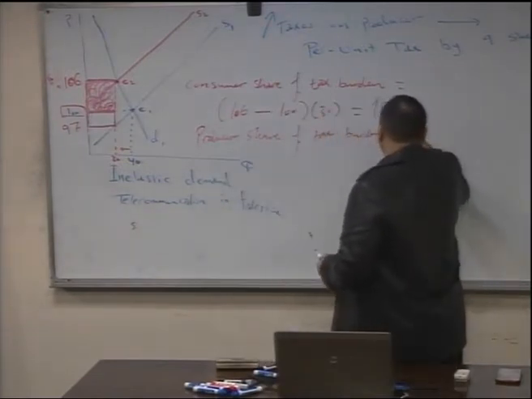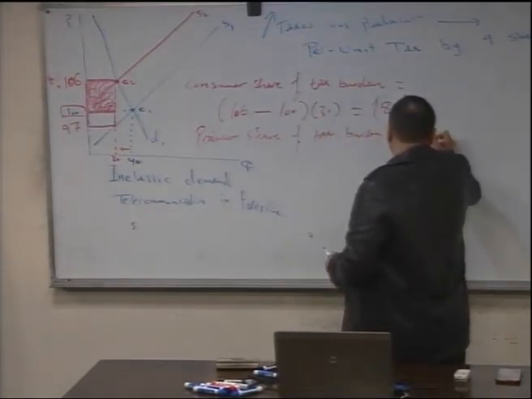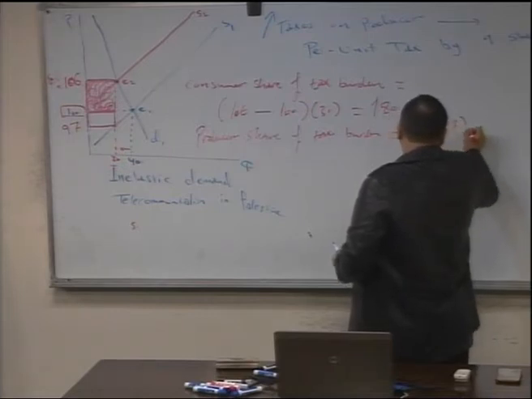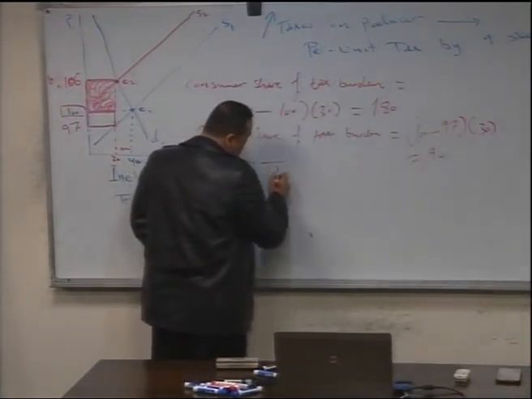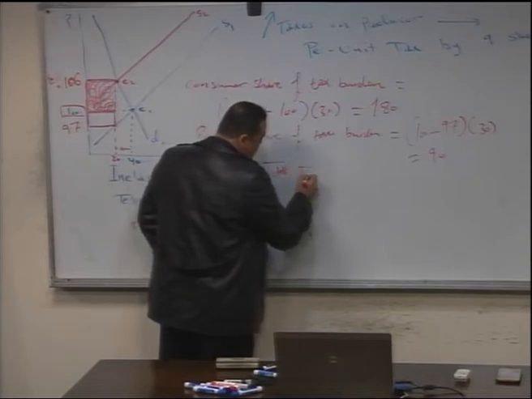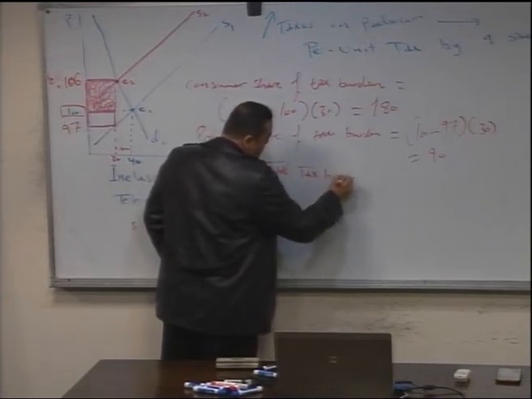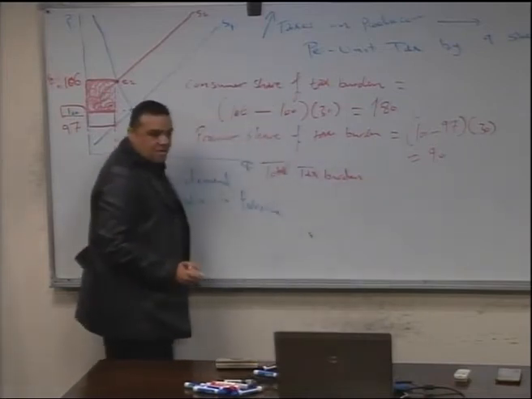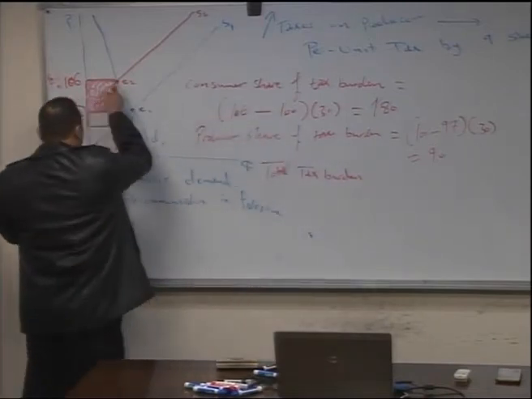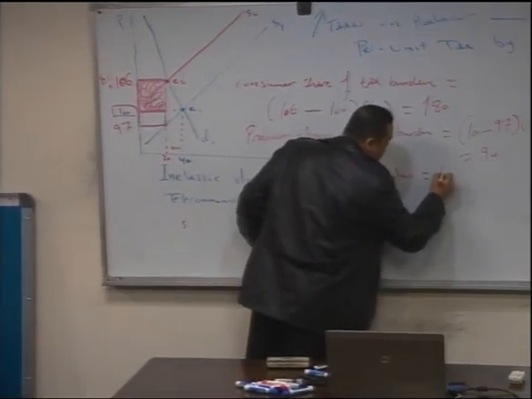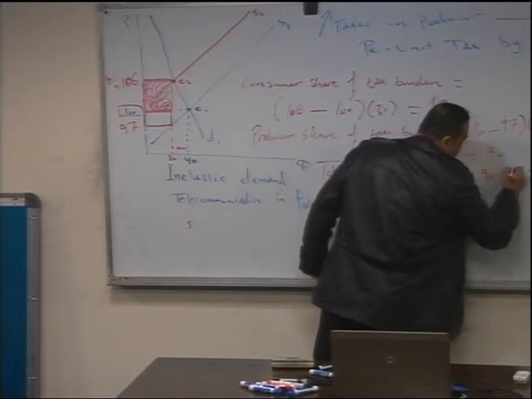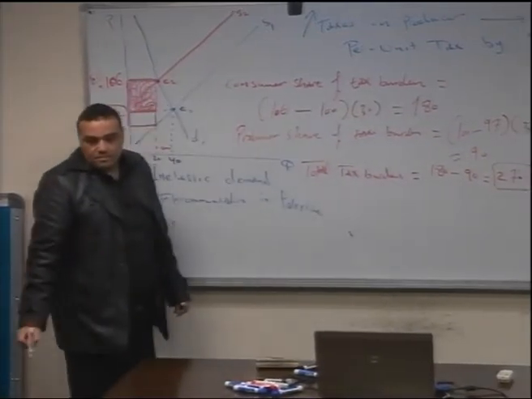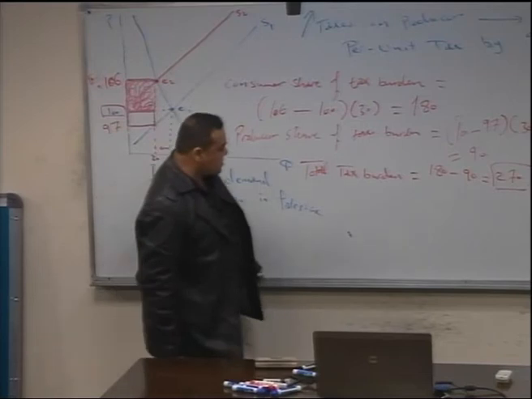Equals 100, the original equilibrium price, minus 97 times 30 equals 90. So the total tax burden, or the government revenue of tax, equals the whole tax burden: 180 plus 90 equals 270.